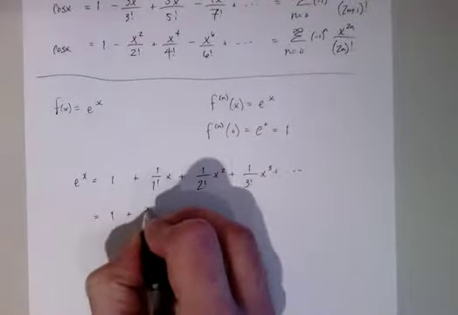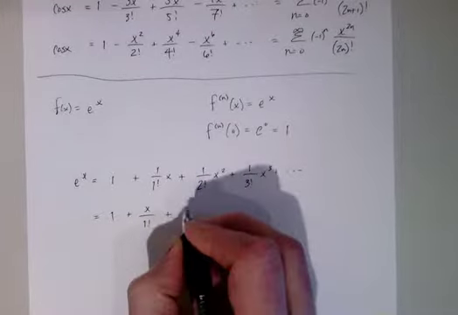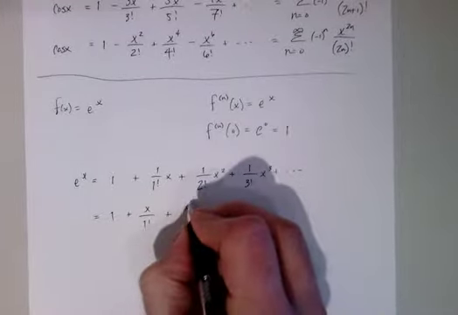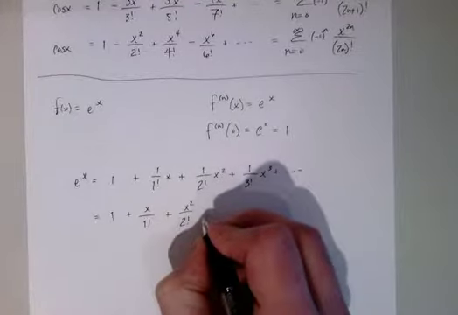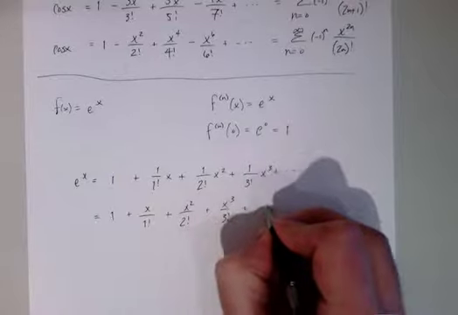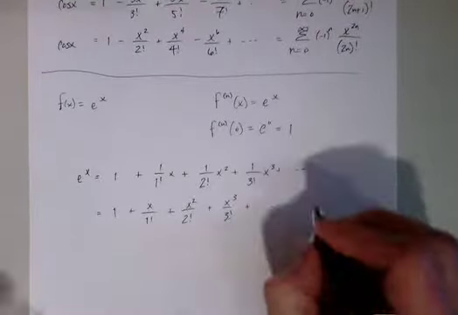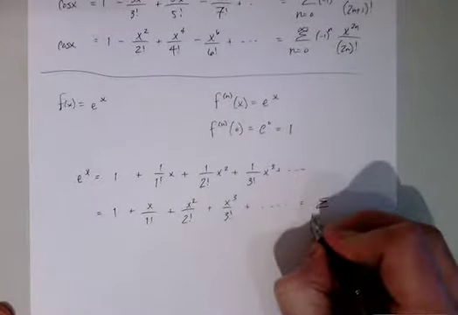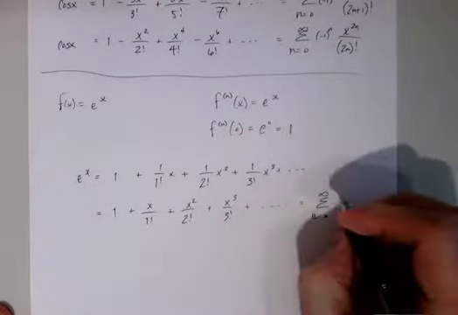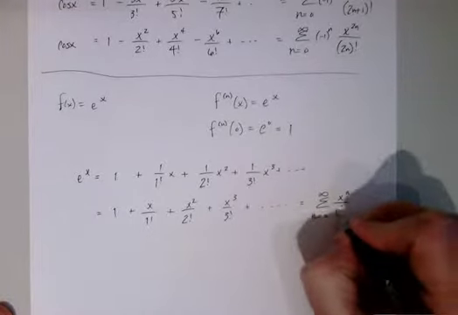And then basically what we have here is x over 1 factorial. And you don't even have to put it like that. You can just put it as x squared over 2 factorial plus x cubed over 3 factorial, and so on. Okay, well that was easy enough, and basically you can put that into sigma notation like this. You notice that it's just going to be x to the n over n factorial.